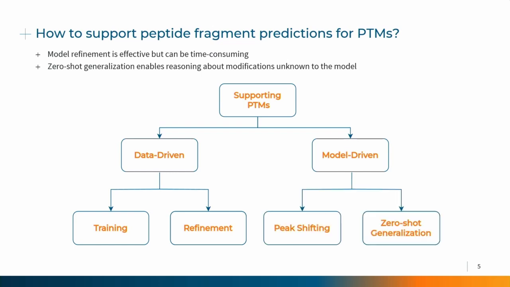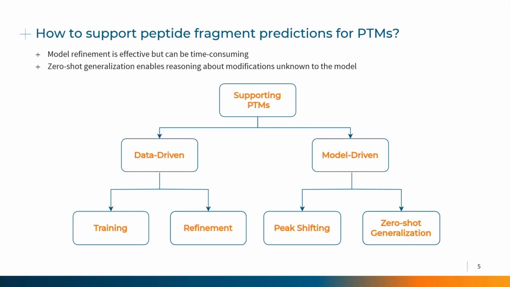Peak shifting is a rule-based approach that ignores modifications in the peptide, so we predict fragment intensities on the unmodified peptide and then shift the m/z values on the PTM sites. While this is a fast solution, it's heuristic rather than real learning. So if we have a PTM that drastically affects the fragmentation pattern, then peak shifting can be ineffective.